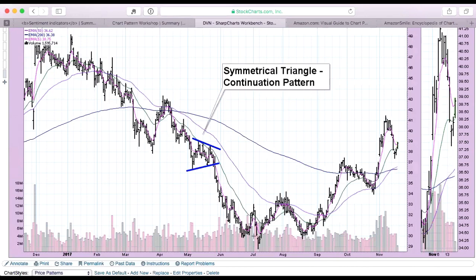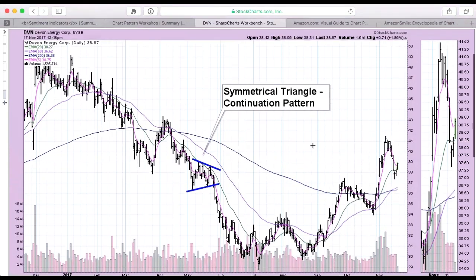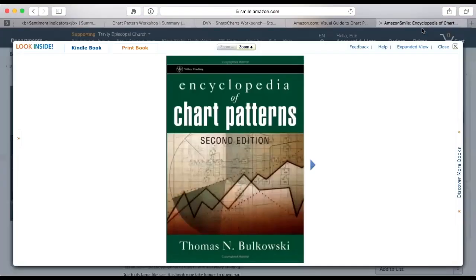Okay. Question, I don't know if you have an answer for this one, but there was a question that came in. What are the success percentage levels on the various chart patterns? I know you spoke earlier that Bulkowski talked a little bit about that in his second book. But any ideas or any thoughts?